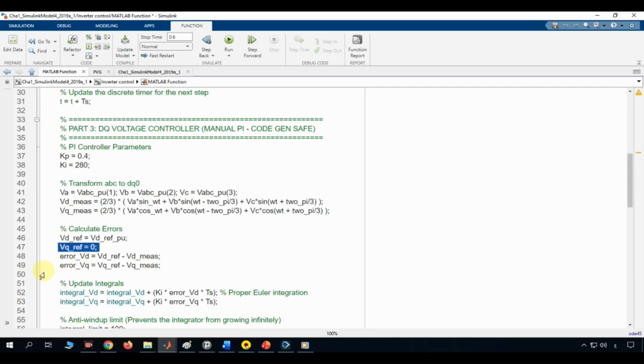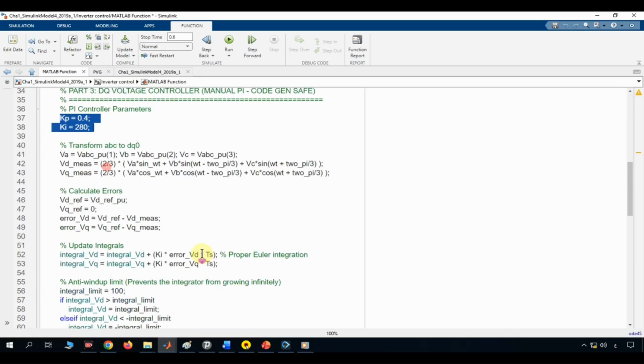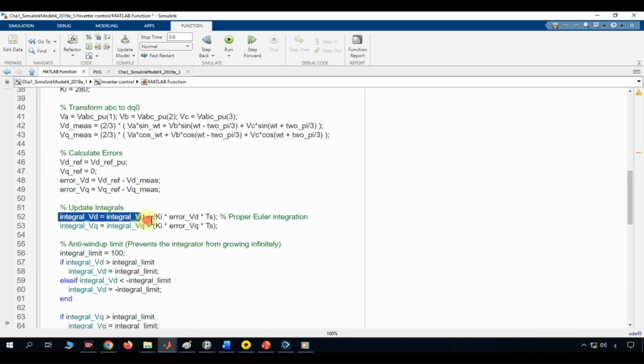The difference between target and measured gives two error signals, error VD and error VQ. Each error feeds into a proportional integral controller, commonly called a PI controller. The proportional part reacts instantly to the current error. The integral part accumulates error over time, which helps eliminate any small steady offset that a proportional term alone would leave behind.